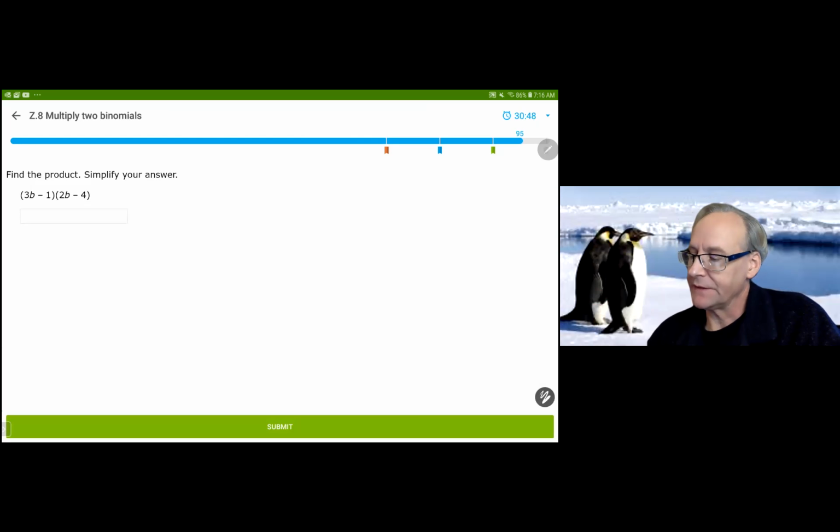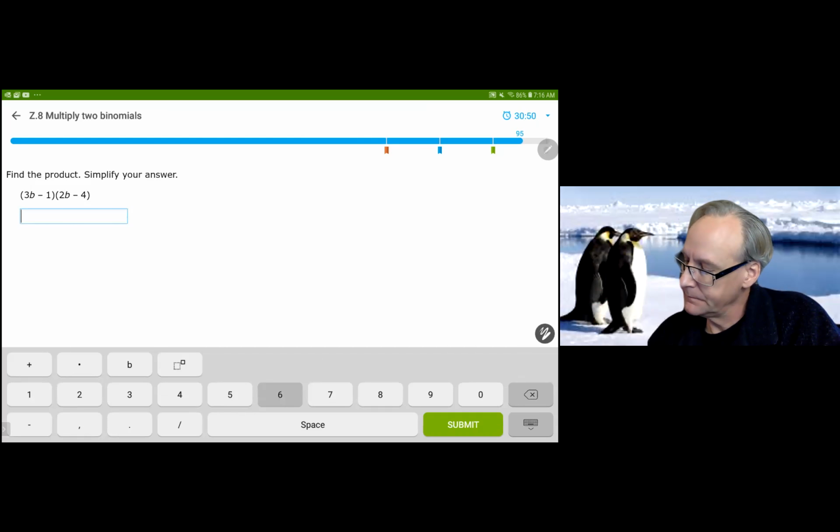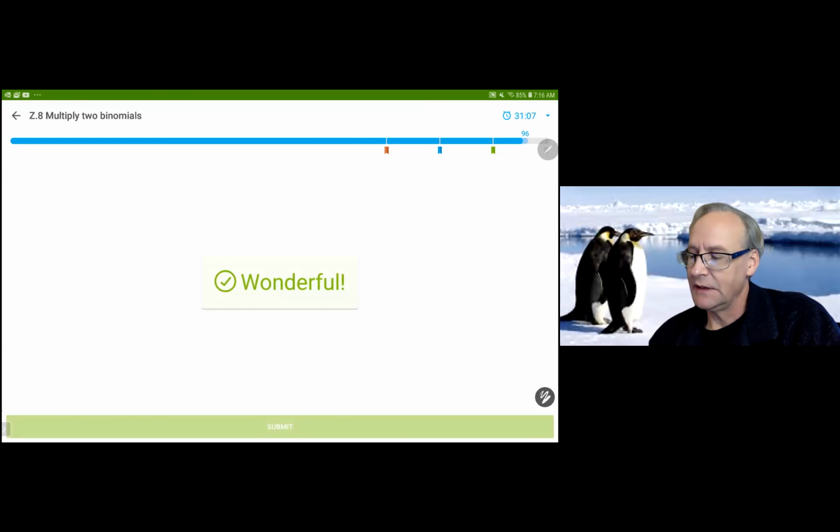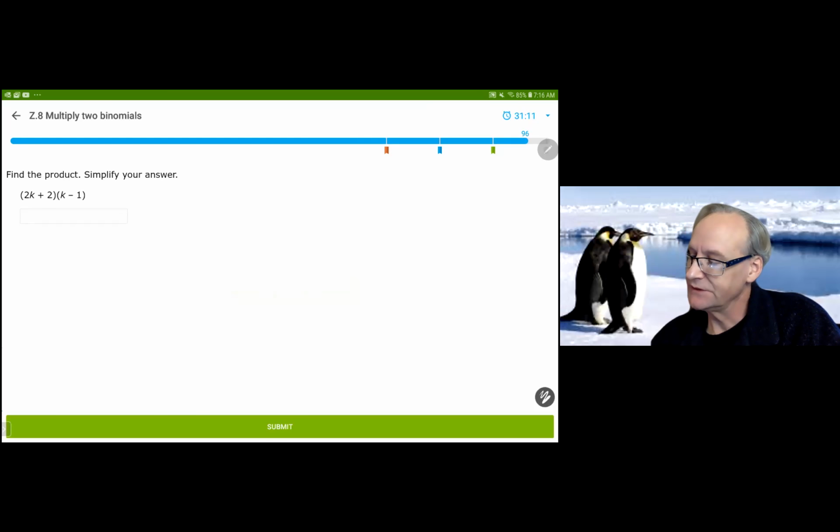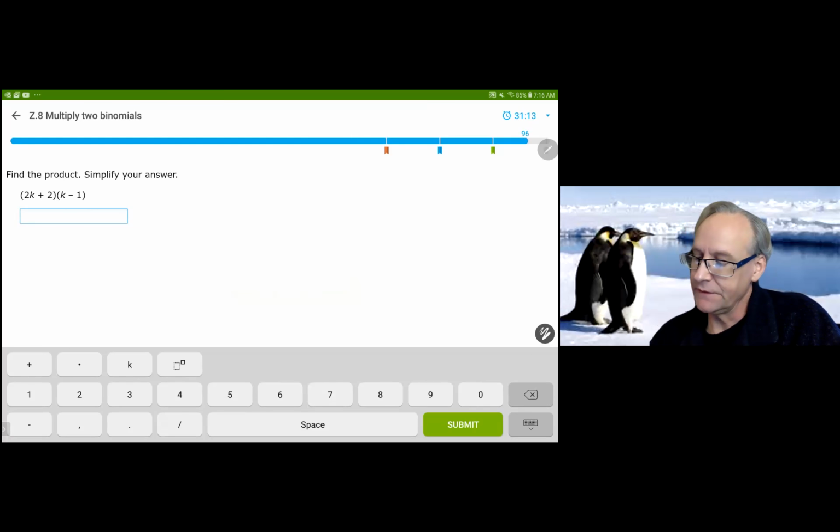Okay, we've got a 6b squared. And then for our middle, we got a minus 2 and a minus 12. That's minus 14. And then we have a minus 1 times a minus 4, which is plus 4. Yeah, I think I'm going to end up doing this again. Darn it. Should have done it easier the first time.